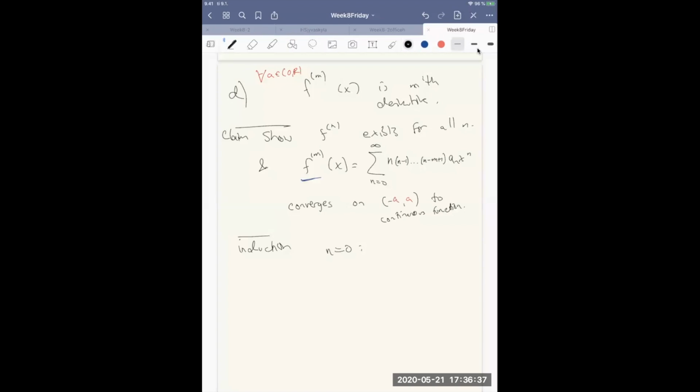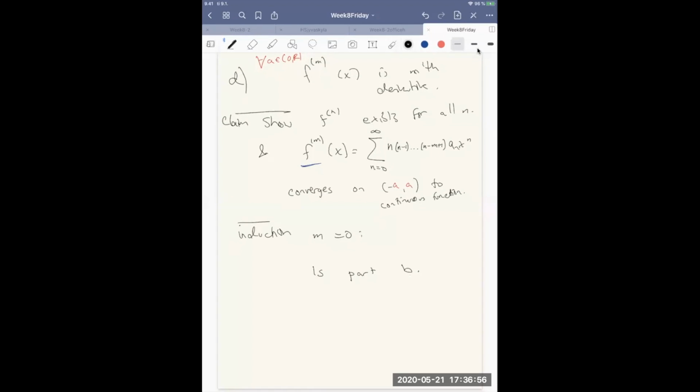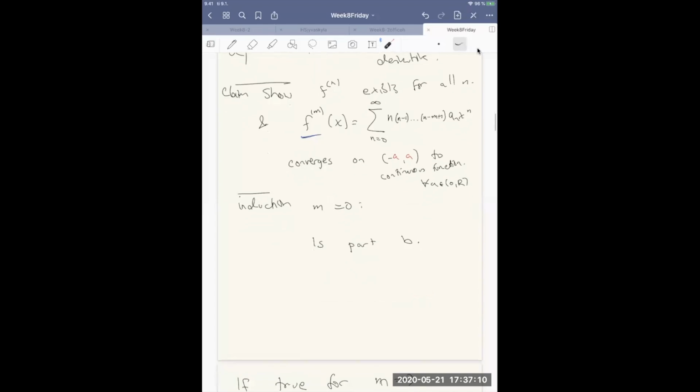Okay, so for the base case, m equals 0, when we don't have any derivatives, this follows from part B. This is part B. So we want to show that this is true for all 0 less than r. In part B, we exactly say that the convergence is uniform on that interval, and therefore we get the full interval.